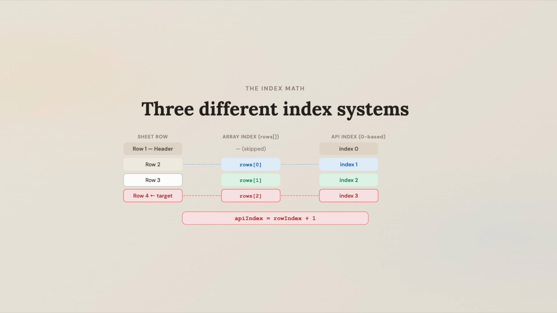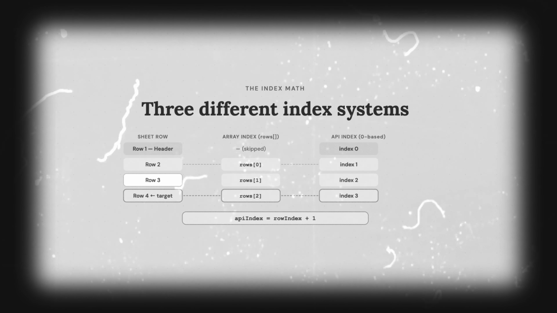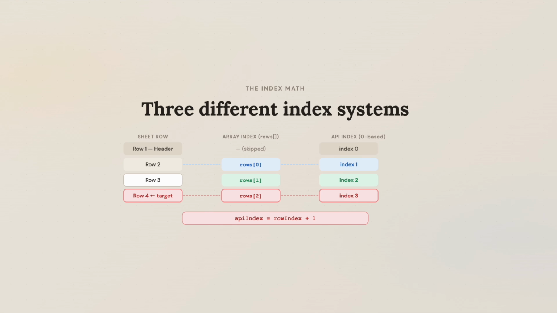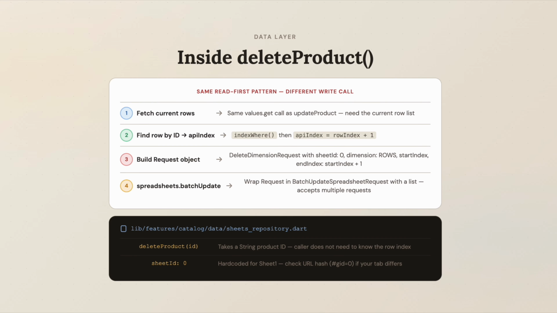It's important to note that after deletion, all rows below shift up. This means if you're deleting multiple rows in a single pass, you need to delete from the bottom up, highest index first. Otherwise, the indices shift as you delete and you'll remove the wrong rows. We'll see this in the batch delete section. Now let's implement deleteProduct by adding it to the Sheets repository.